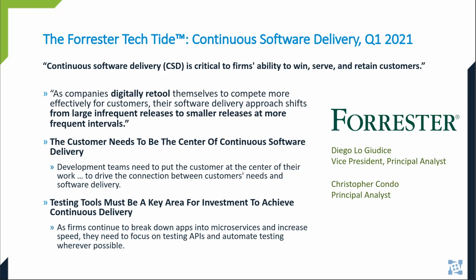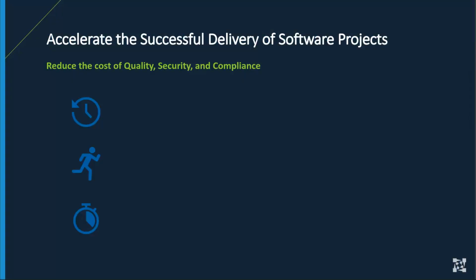These key drivers are recognized by Forrester in their recent Tech Tide report. They talked about how continuous software delivery is critical to making your organization successful and meeting customer expectations. To be more competitive and disruptive, you may need to retool your entire tool chain, as well as leverage your resources and your culture to achieve these goals and deliver true value to the business. Forrester also noted that testing tools are a key area for investment that provides great benefits to the organization.